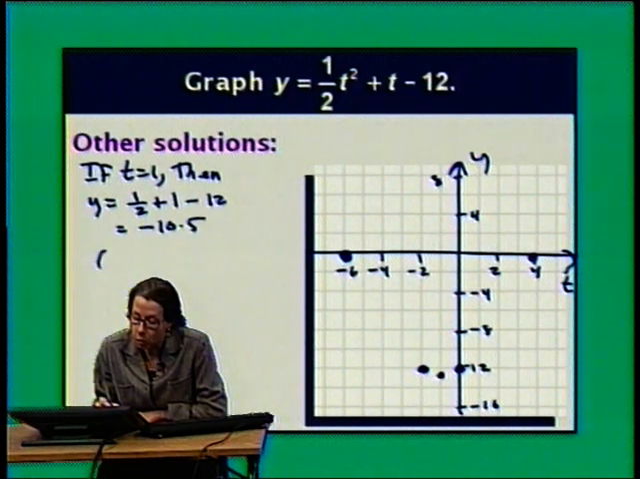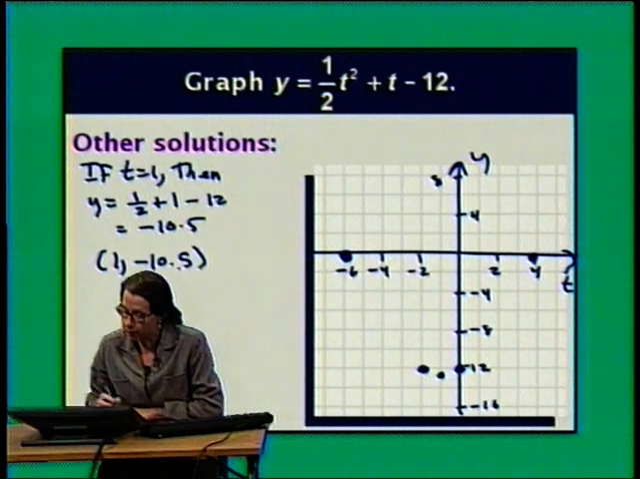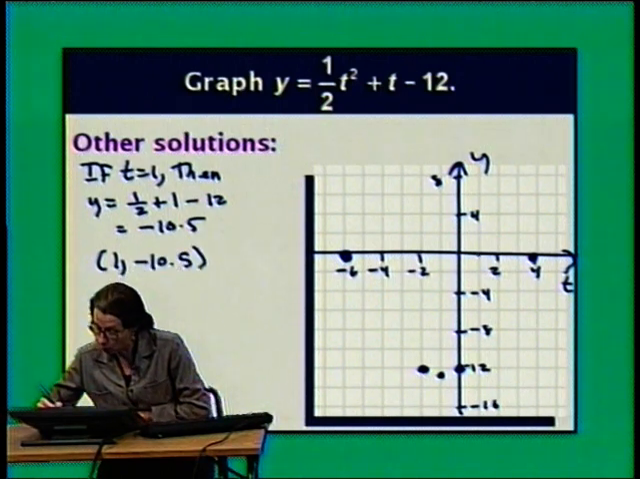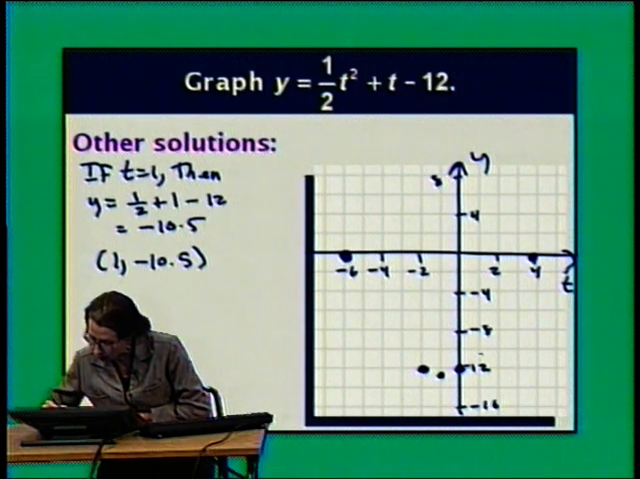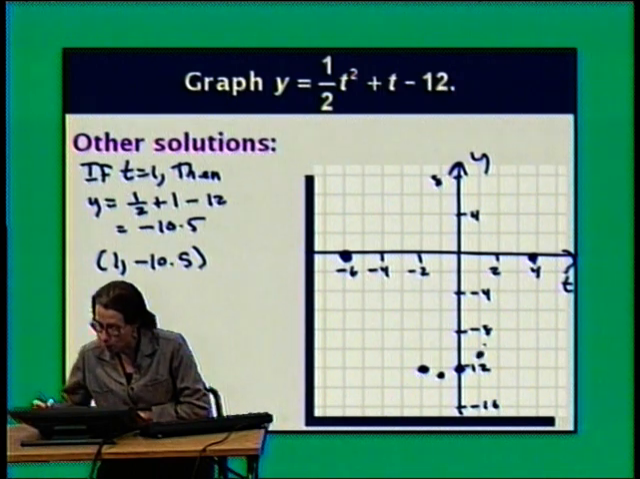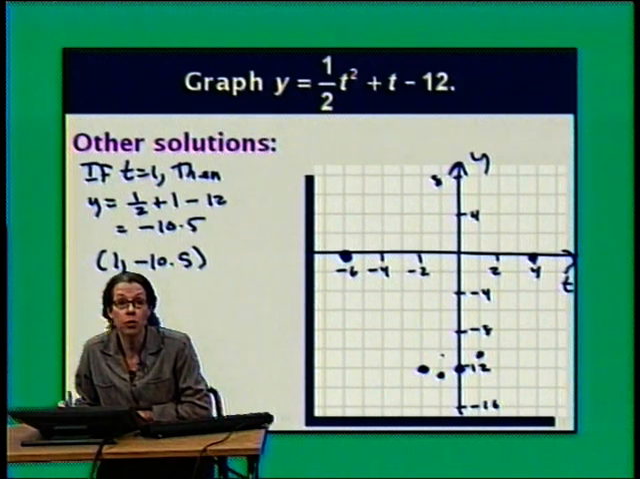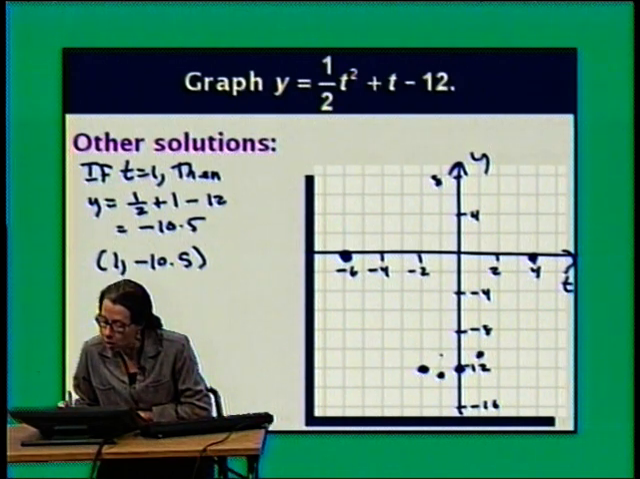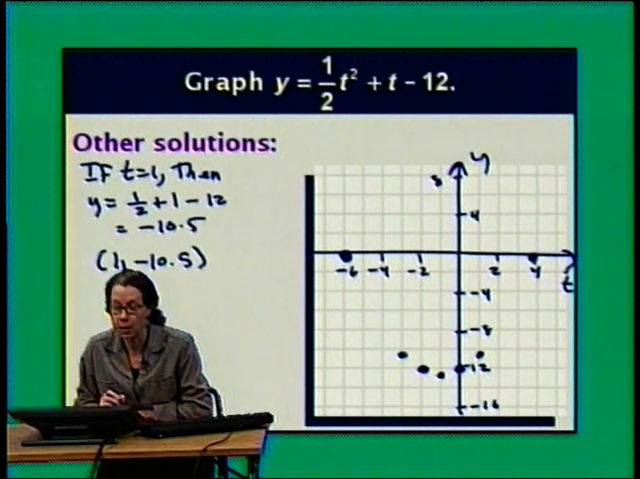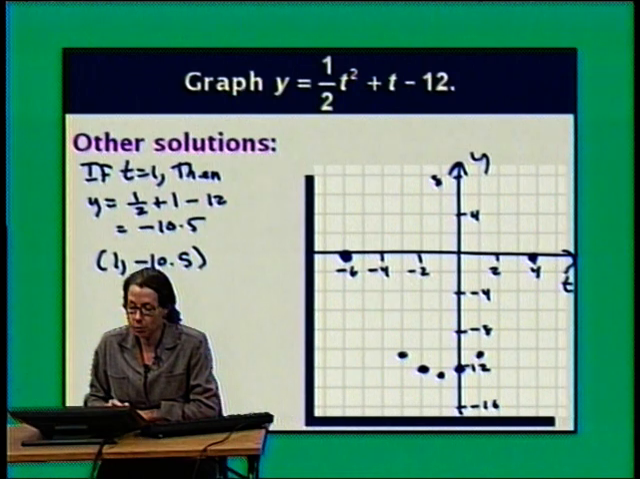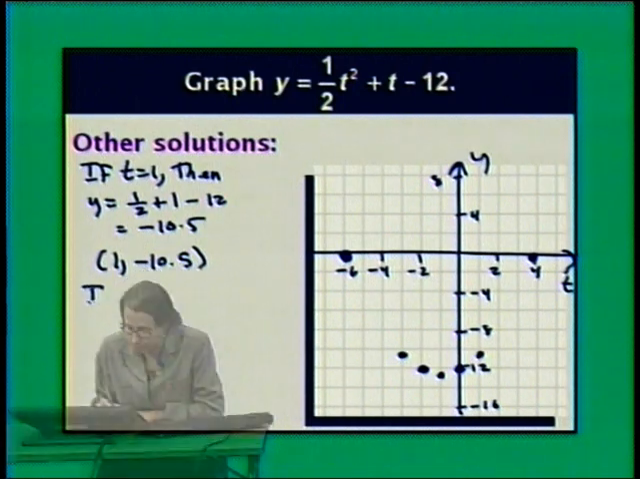So I have the point 1, negative 10.5. So let's plot that point. Using symmetry, I am 2 units away from my axis of symmetry. So if I go 2 units to the left, I get another point. Let's see what happens if t equals 2.